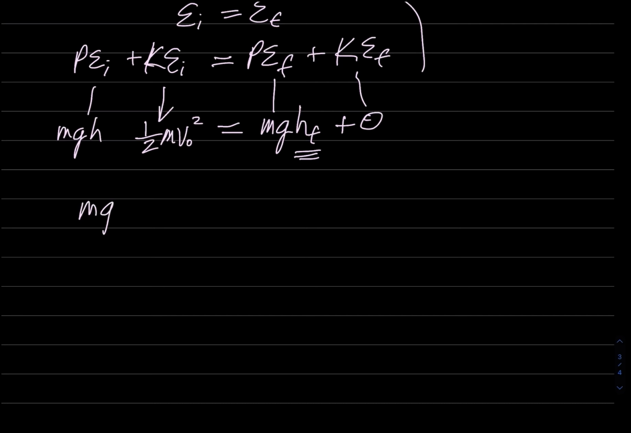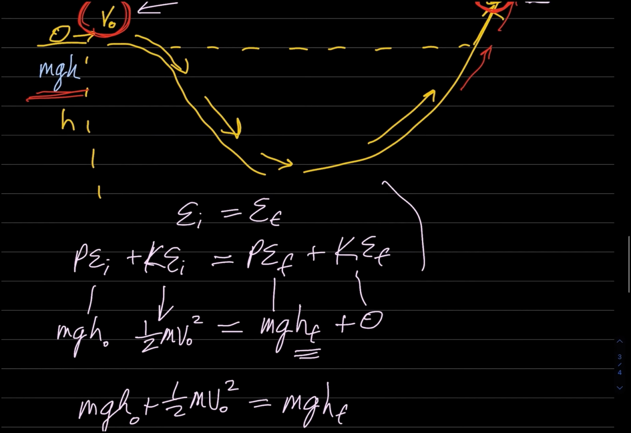We have mgh plus 1/2 m v sub naught squared equals mgh final. Let's call this h initial. We'll give it an h sub naught.